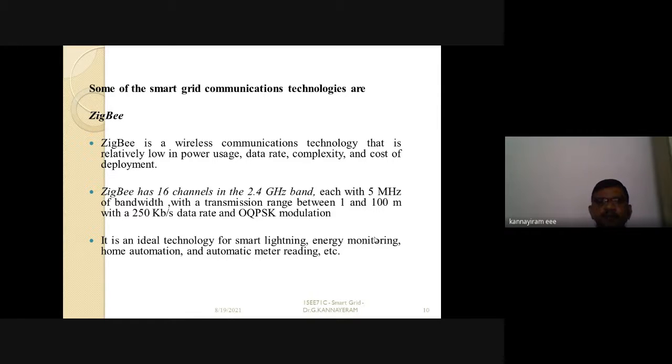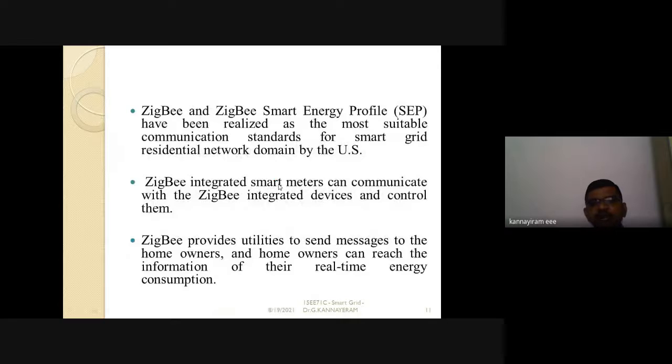In your mini project as well as main project, you are using this Zigbee for communication. There is also the Zigbee smart energy profile, more suitable as a communication standard in US residential networks. Zigbee can be integrated with the smart meter for communication and for controlling the devices. Zigbee allows the utility to send messages to the house owners, so they can read real-time energy consumption information, how much energy we consume daily, which can be communicated to house owners or tenants.